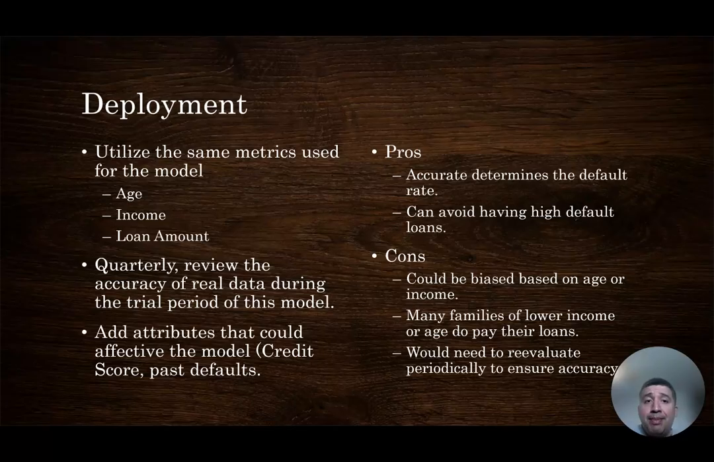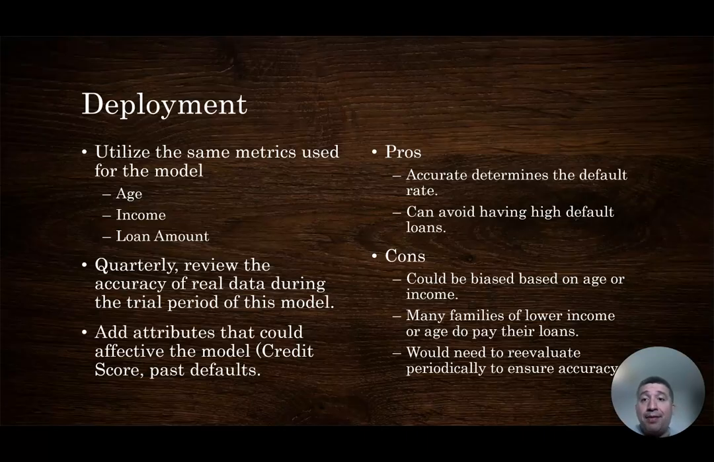So we'd utilize the same metrics: age, income, loan amount. We would need to do a quarterly review. For any defaults on the loans, I think every quarter we should run it through this model and make sure it's still predicting correctly. After that year trial, we could implement the model if it kept the accuracy the same. And if we need to, we could add some attributes. We could do credit scores or any past defaults. Those could be implemented to help be a deciding factor.